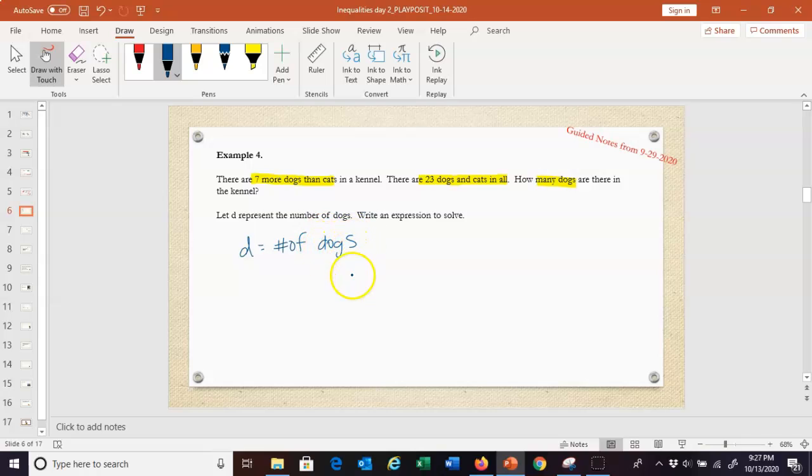Oh my gosh, can you guys hear that? That's my cat killing my couch right now.